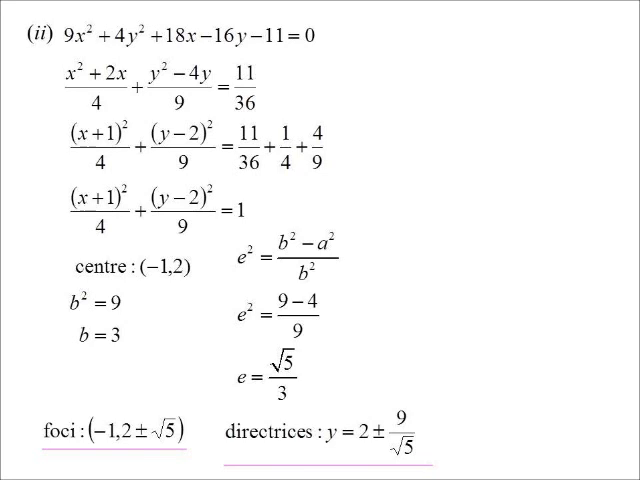Look, the reality is the ellipses that we're going to look at, they're going to be centred at the origin most of the time. Right? Again, very rare to have one that's not centred at the origin for these questions.